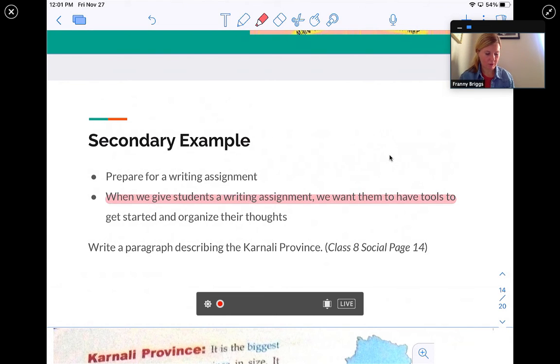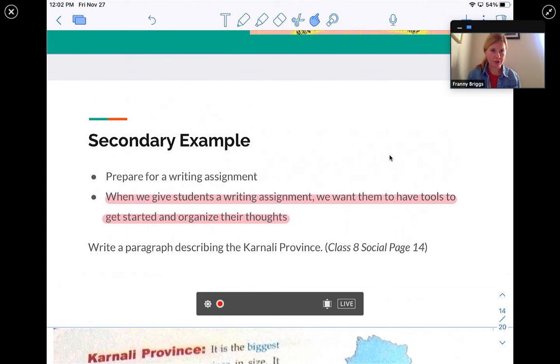So I think this point really sums it up. When we give students a writing assignment, we want them to have the tools to get started and organize their thoughts. Many students are totally overwhelmed when they receive a writing assignment. Write an essay about this, write 3 paragraphs about this, and they just kind of freak out and get stressed. So brain frames are a really great tool for helping students. However, we have to explicitly, clearly teach them how to use them in order to support their writing.